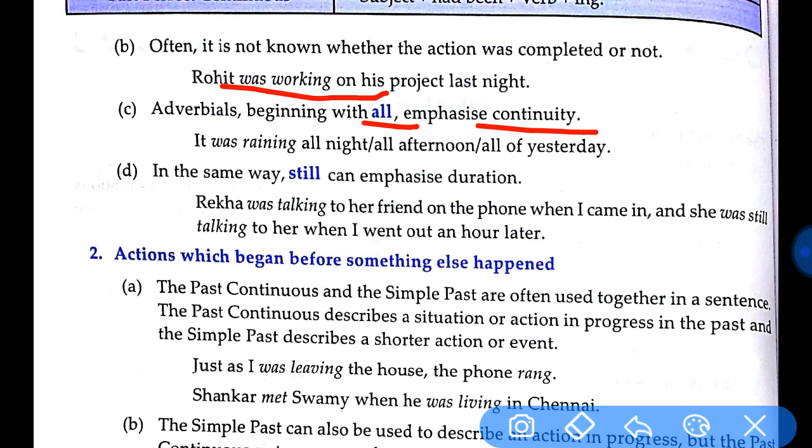Then thirdly, in the same way, "still" can emphasize duration. So, Radha was talking to her friend on the phone when I came in, and she was still talking to her when I went out an hour later. So for one hour continuously the girl was talking. That is what is mentioned here.